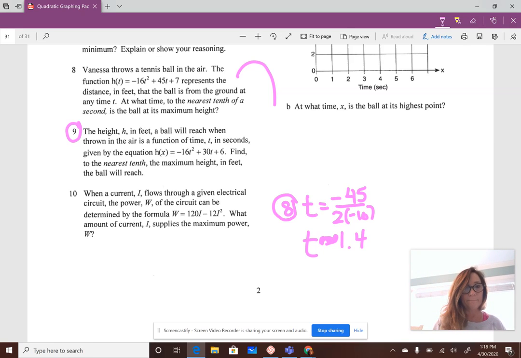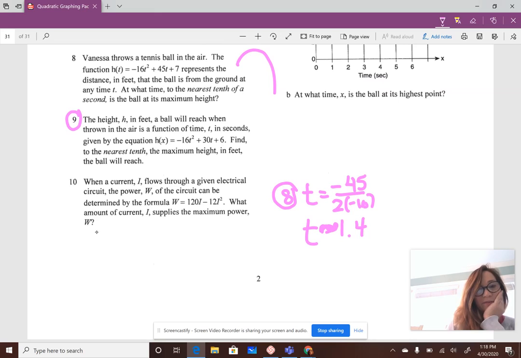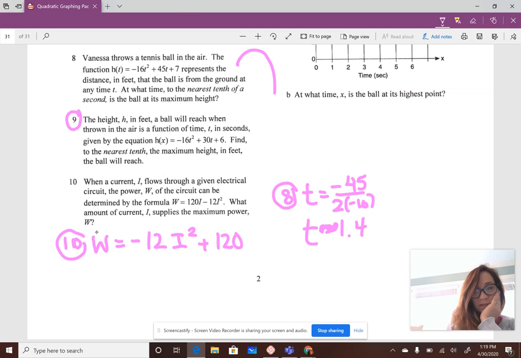All right, number 9, I'm skipping. You guys are doing number 9. Number 10. Okay, for 10, you got to be careful here because they do not have it in standard form. So I'm just going to put the negative 12 I squared first, just to help me out a little bit.